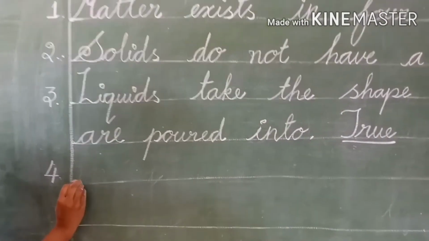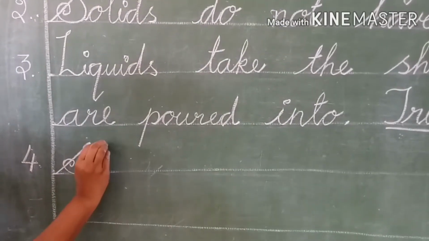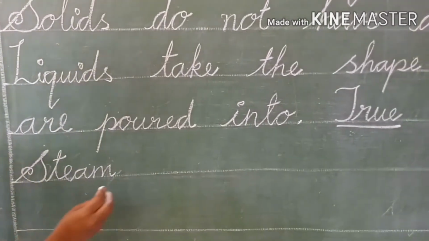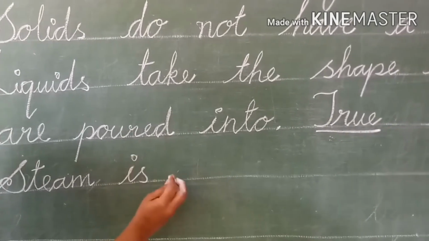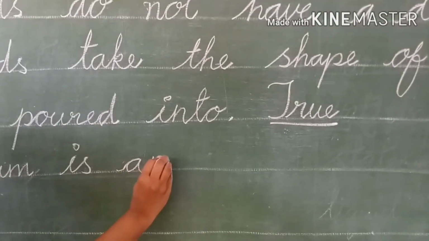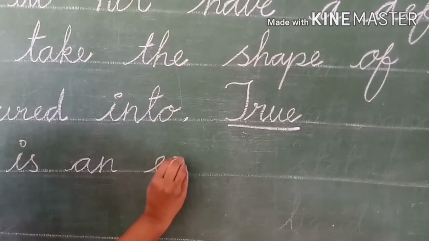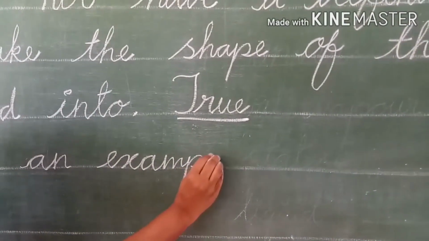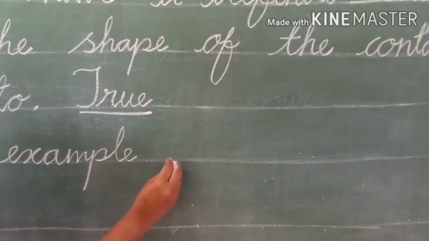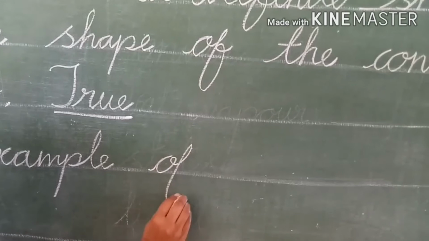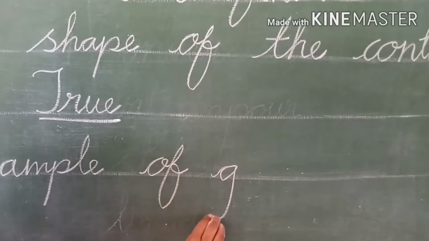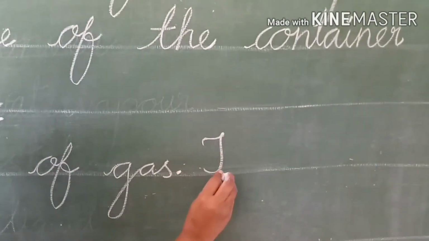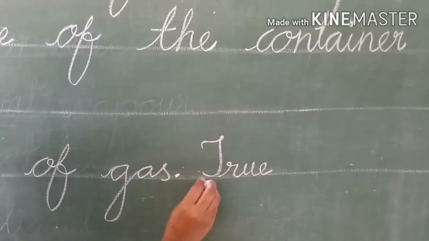Now write number 4. Steam is an example of gas. Full stop. Gas. True.